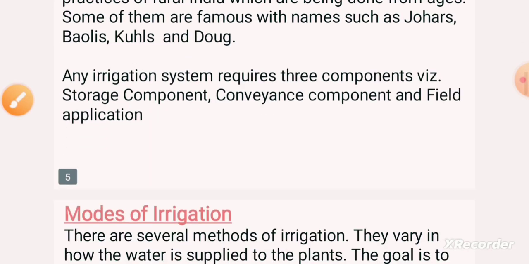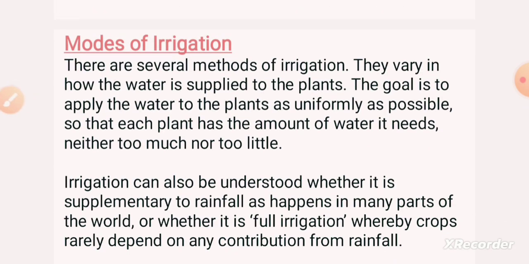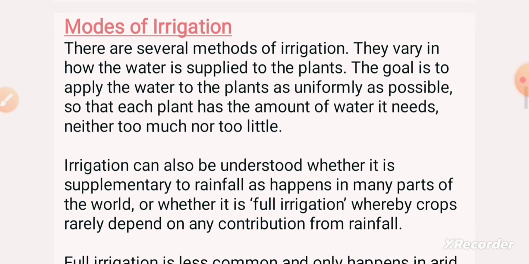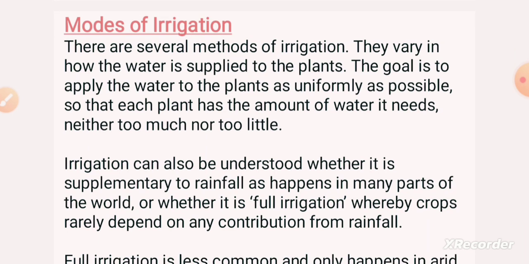Now here we can see the modes of irrigation. There are several methods of irrigation. They vary in how the water is supplied to the plants. The goal is to apply the water to the plants as uniformly as possible, so that each plant has the amount of water it needs, neither too much nor too little. It means the balanced amount of water is required for each plant.